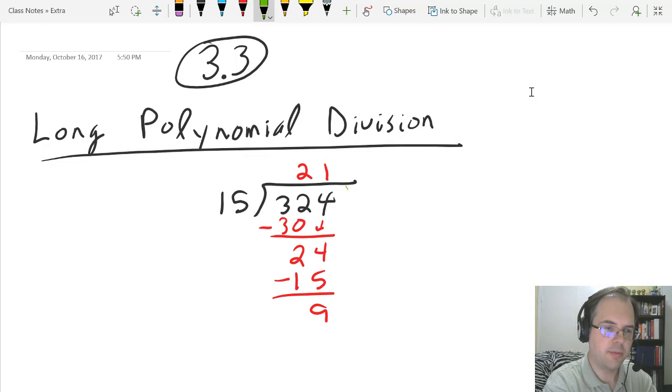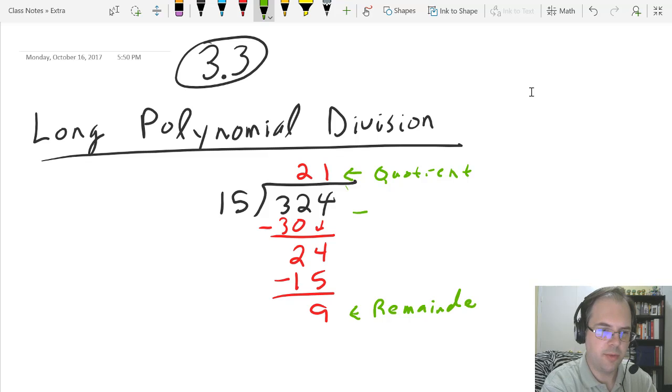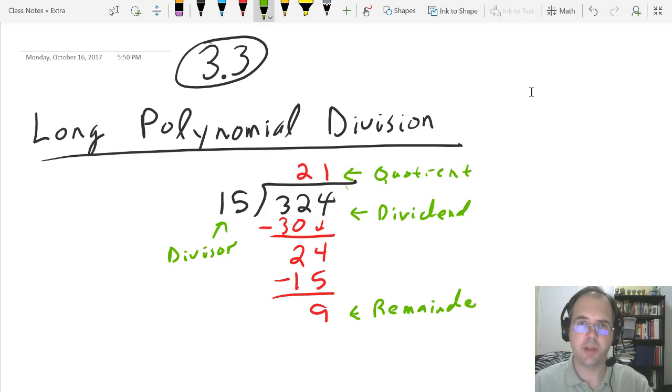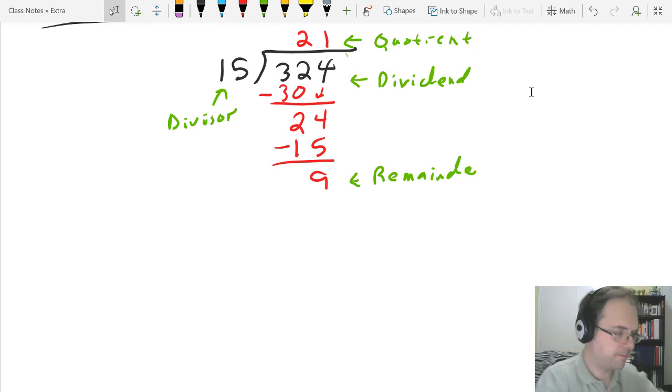So real quickly, the terminology we use, the answer we have up here on top, that's called the quotient. This number we have down here is the remainder. This number inside the long division is called the dividend. And this number we're dividing with is called the divisor. Okay, so keep those names in mind. You'll see them throughout the section. They might ask you for different parts. So let's look at an example similar to that one in the homework.